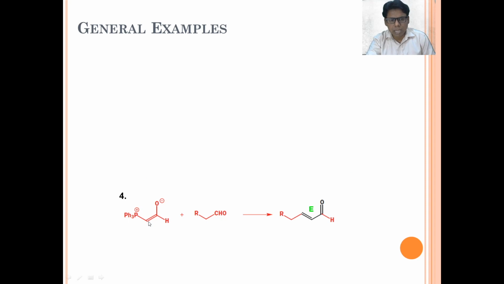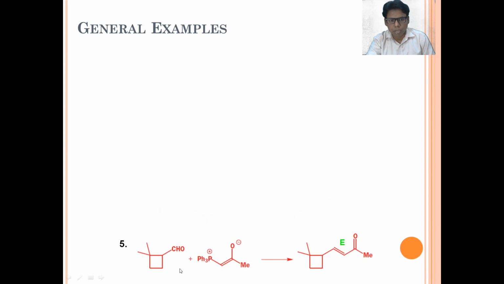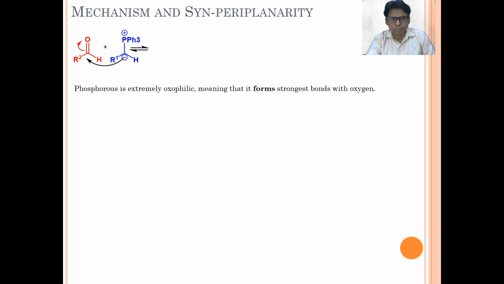If it is stabilized ylide like this, here it is minus, so it will attack this carbonyl carbon. Ultimately the product would be E configuration. Here also this is stabilized ylide, it is going to attack this carbonyl carbon and product is E. So one must remember what is the nature of the product formed, upon which kind of ylide gives which kind of product. Let's see mechanism and syn periplanarity.